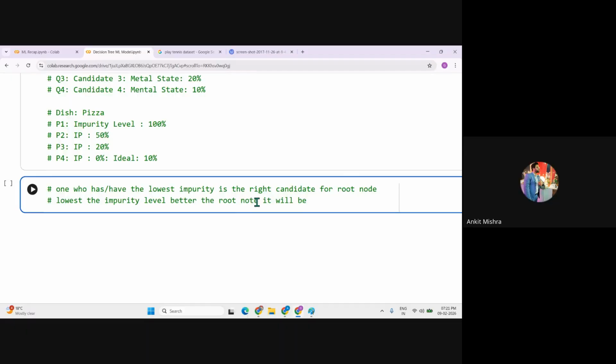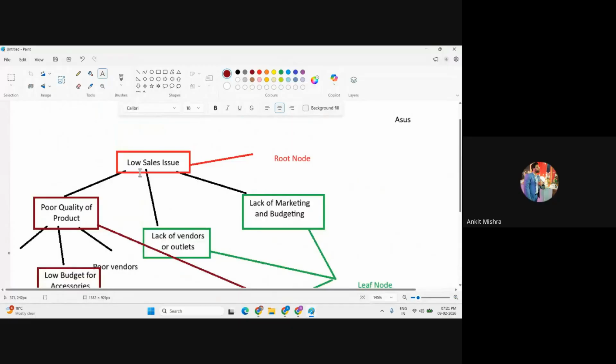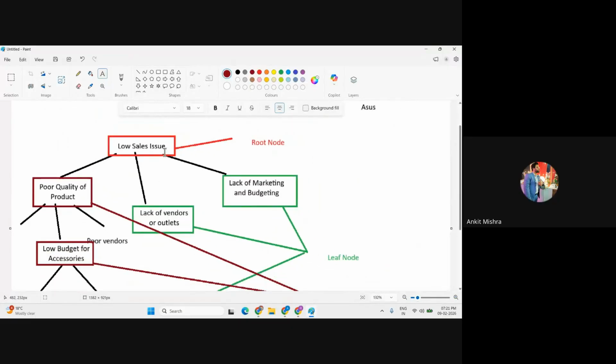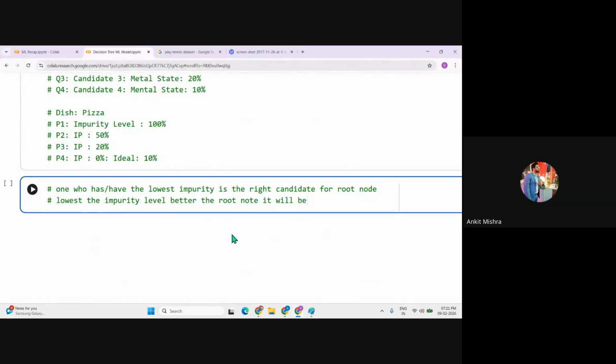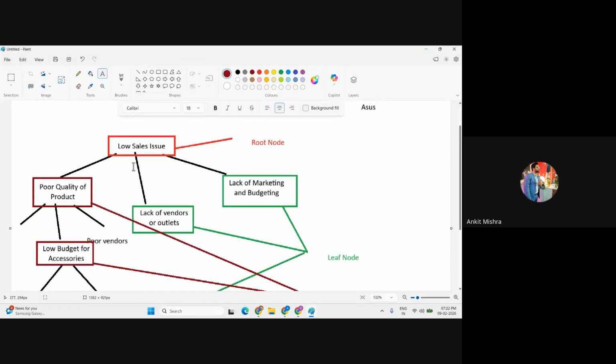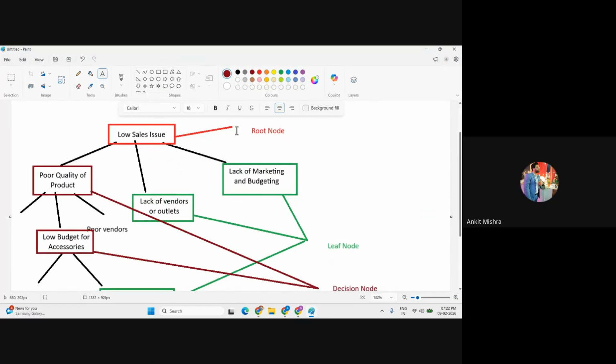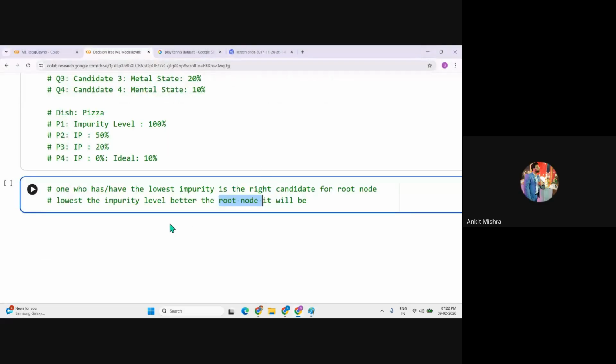So guys, I am writing this because you just need to calculate the impurity level. If you are getting a high impurity level, it cannot be the root node, right? And if you are getting the highest impurity level, then it cannot be the root node, it will be a leaf node, right? And if you are getting the lowest impurity level, then it will be the root node, right? So how do we identify which node can be which? The root node is only the one with the lowest impurity level, right?